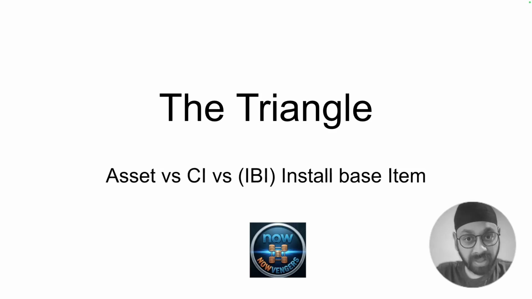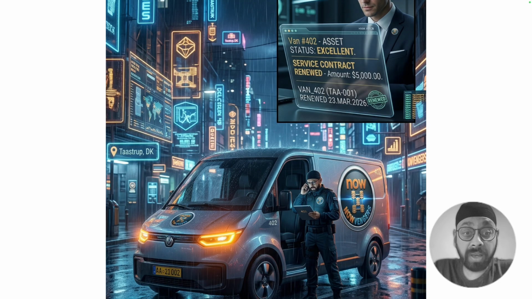Hello everyone. Have you ever wondered what is the difference between asset, CI, or install base item, IBI as we call it? There's always a confusion, there's always a problem statement that comes to my customers' heads, and even I was wondering what it is really about. So imagine you have a van and you get a bill for that van. It's a brand new van and you get a cost of like 5,000.